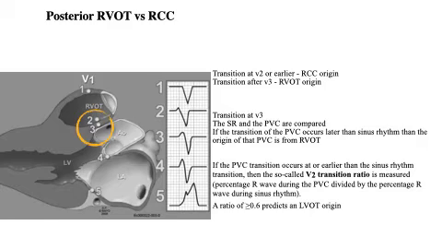Differentiation of PVCs originating from posterior RVOT and RCC is challenging. Transition at V2 or earlier suggests an RCC origin. Transition after V3 suggests an RVOT origin. If the transition occurs at V3, then the PVC and the sinus rhythm transition is compared.